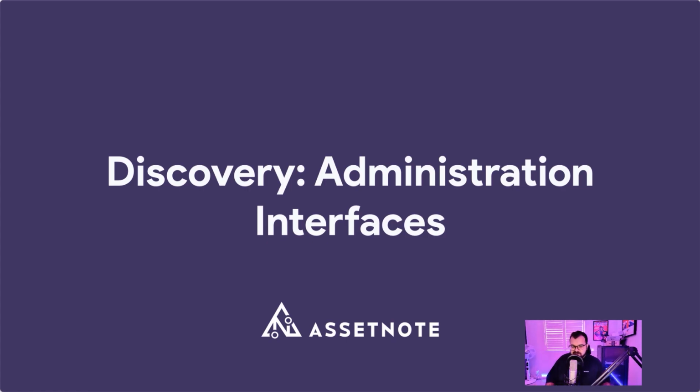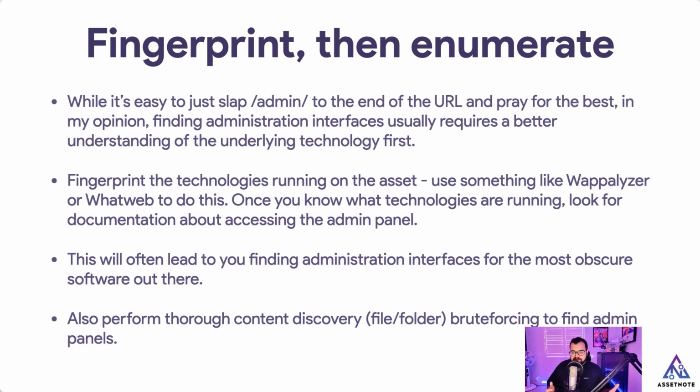So the discovery of administration interfaces. My approach to this is fingerprinting and then enumerating. It might be easy to just slap /admin/ to the end of a URL and pray for the best. But in my opinion, finding administration interfaces usually requires a better understanding of the underlying technologies first. So the first thing I normally do is fingerprint these technologies using something like Wappalyzer or WhatWeb.